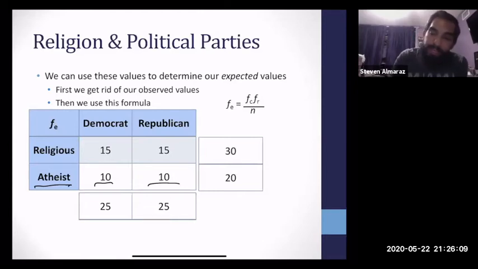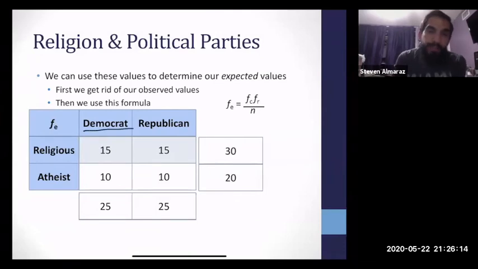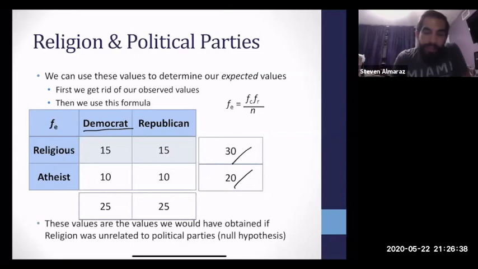The same thing is true if we work the other way. So if you're a Democrat, that doesn't help us figure out whether you're religious or atheist. Now, it may look like it does because there's more religious Democrats than atheist Democrats. But the only reason that's true is because there's just more religious people overall, okay? So that's why this may look like there's a relationship, but there actually isn't, all right? So these values are the values we would have obtained if religion was completely unrelated to political parties. And that's our null hypothesis.